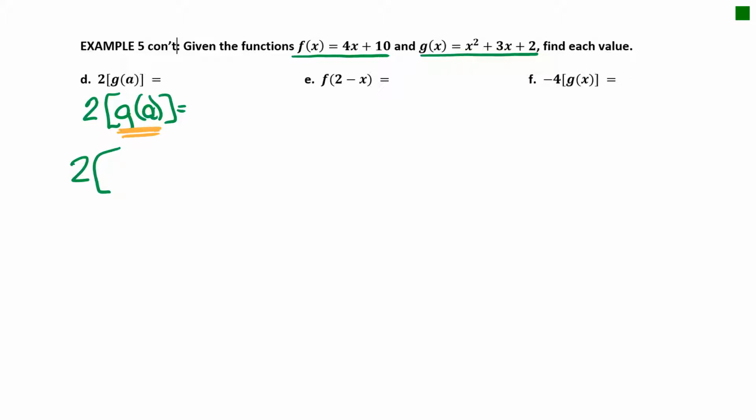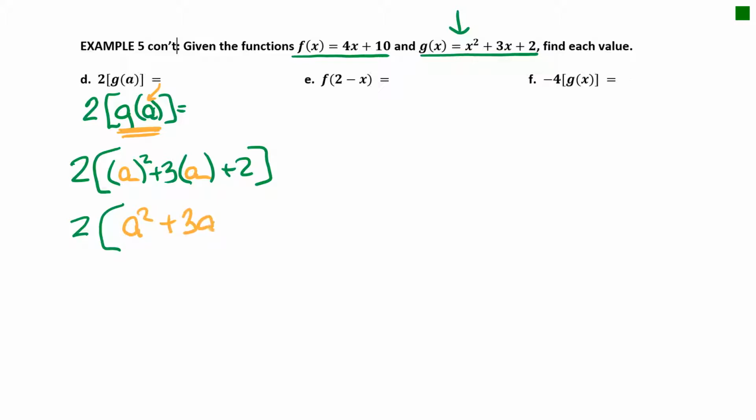Inside, what does it want me to put? It wants the G function, but it's changing the input. So I'm going to write the G function a little bigger than what I had, leaving room for my input. What is my input? A. So outside, I still have 2. I can't go outside till the inside's cleaned up. Inside, a squared is just a squared. 3 times a is 3a, and then there's a plus 2. I cannot combine like terms.